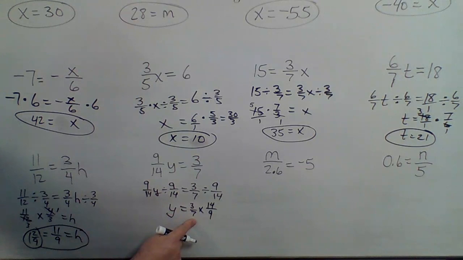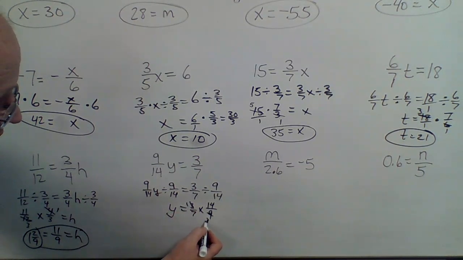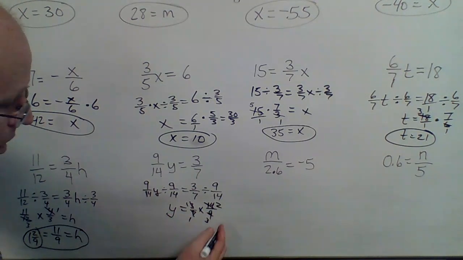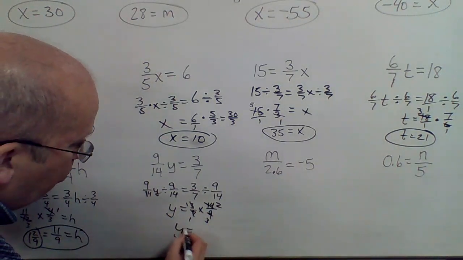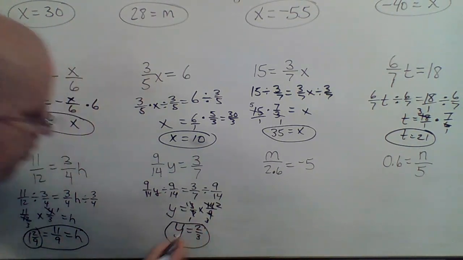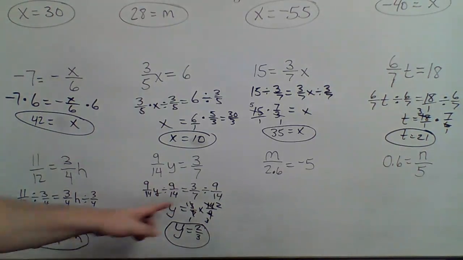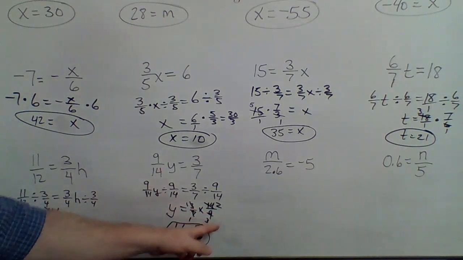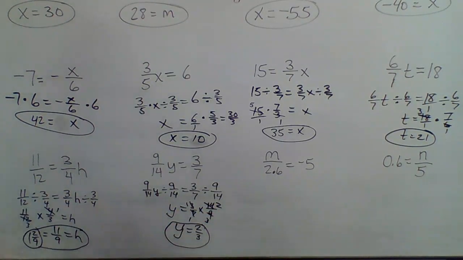To divide, we multiply by the reciprocal of the second number. And I can do a lot of simplifying here. Divide by 3, divide by 3, divide by 7, divide by 7. And what do I get? I get a y value that's equal to 2/3 when I'm all said and done there. 1 times 2 is 2. 1 times 3 is 3. Get a y value of 2/3.